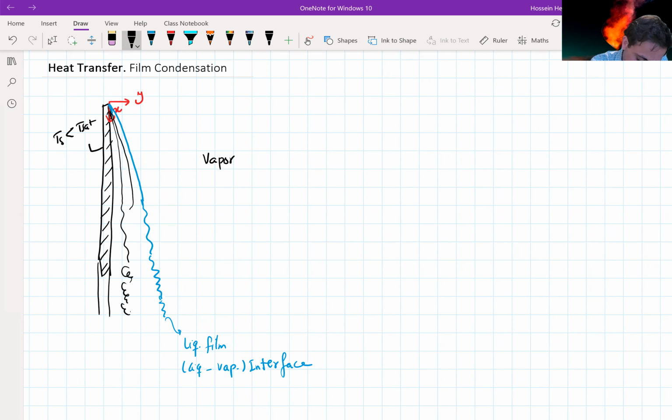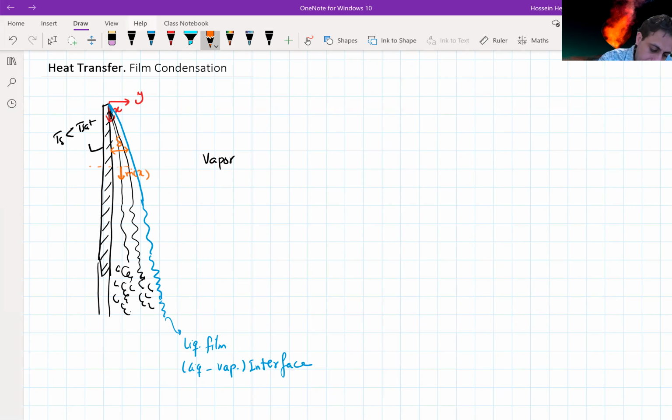So this is going to be the flow patterns that we are going to see in this condensation film, the liquid that is coming down. Now, we're going to assign a delta. This is going to be the thickness of this condensation film. And at any x location, I can measure the mass that is flowing down, m dot of x.